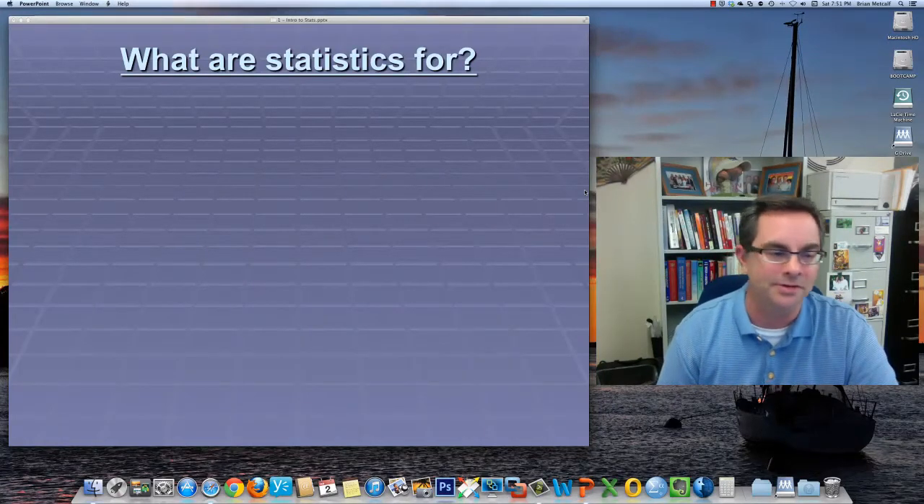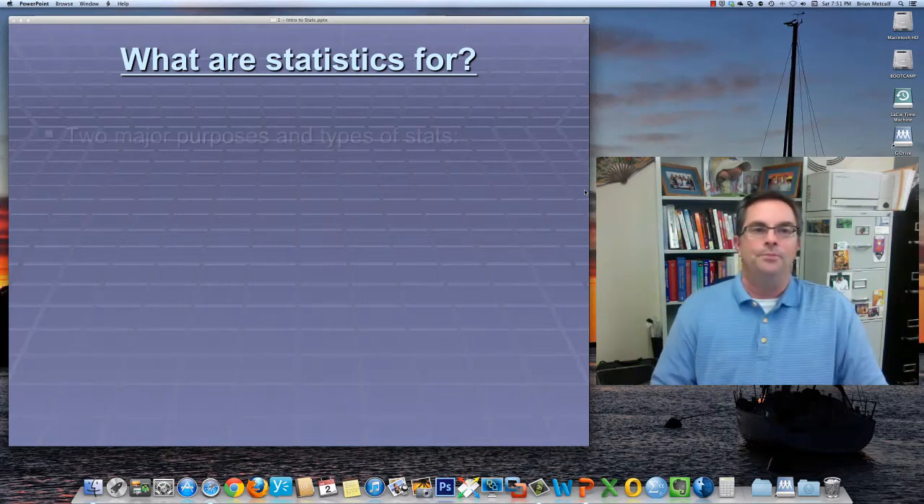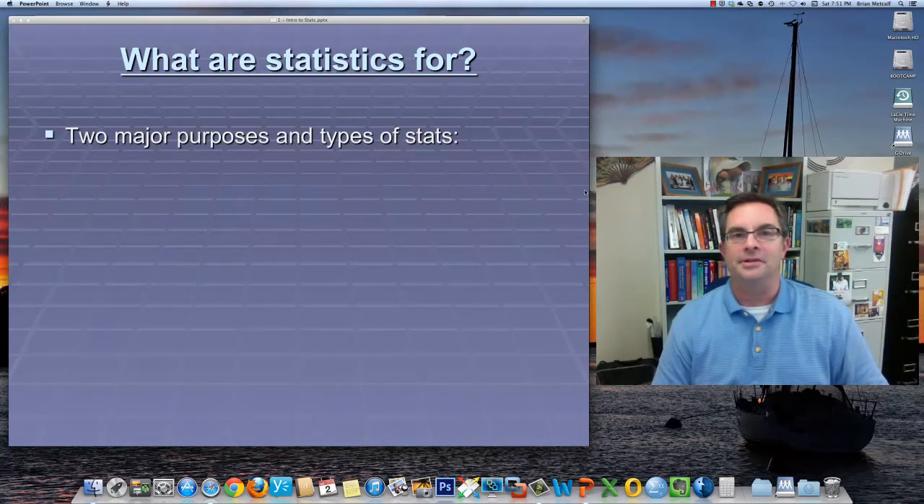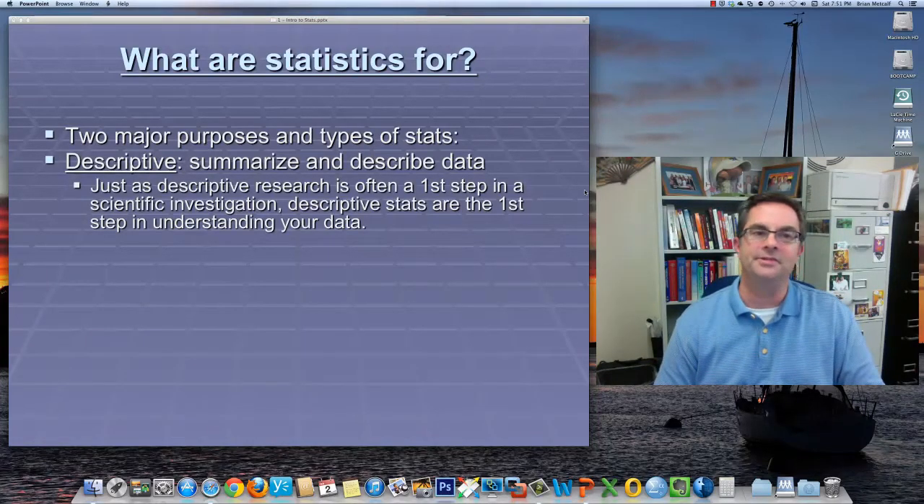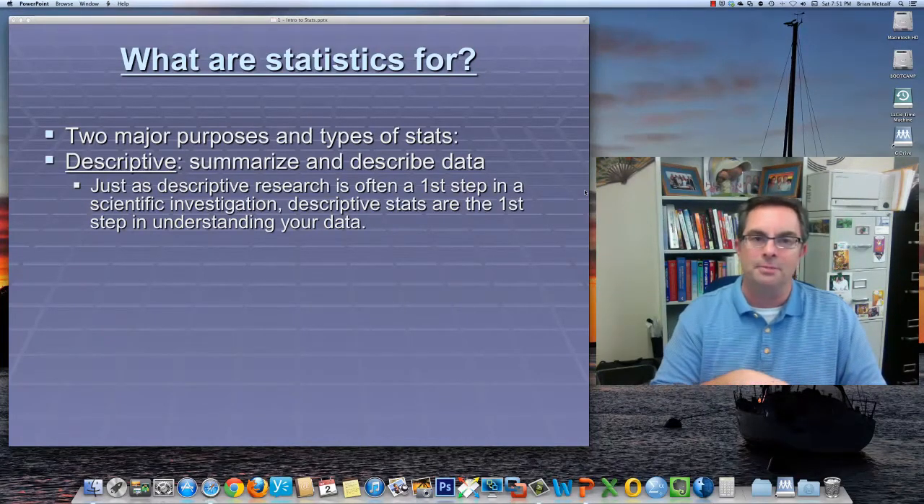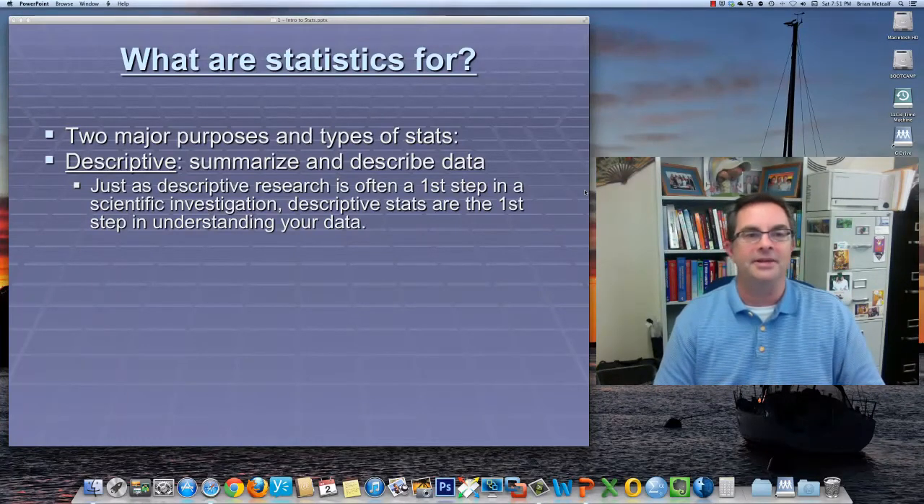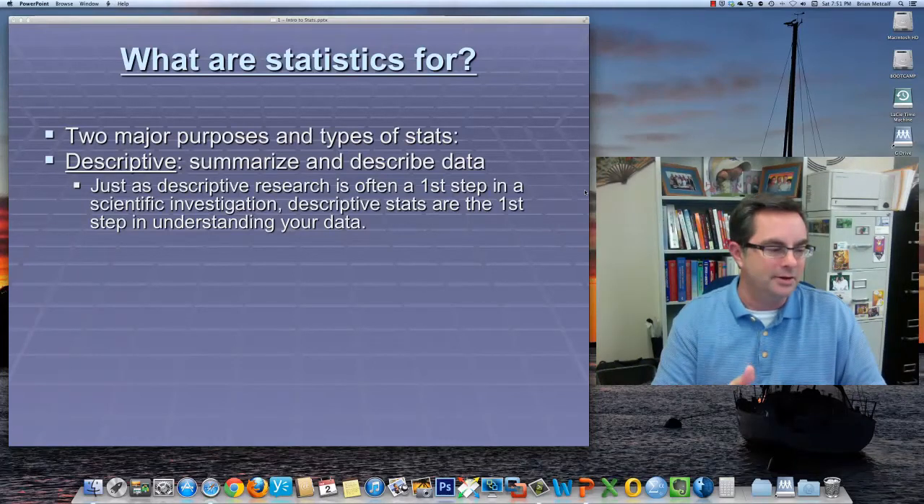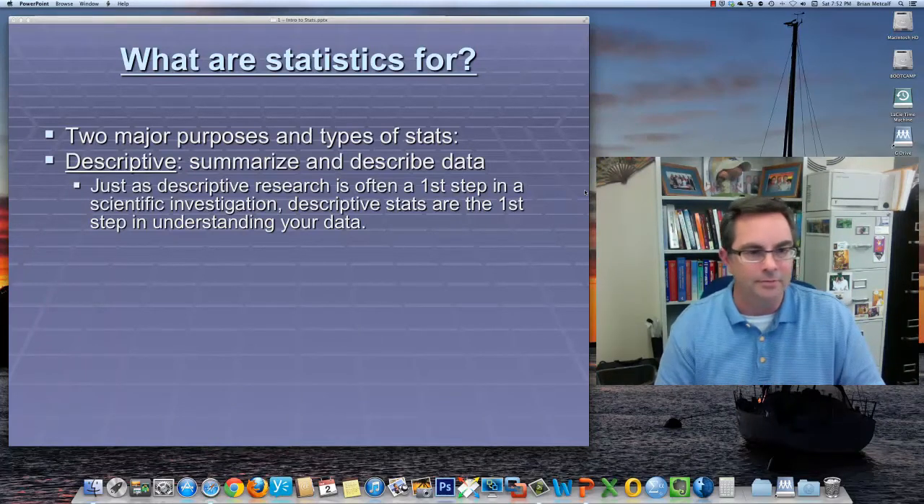Let's talk a little bit about what statistics are for. Okay? There are two major types of statistics and purposes that we're going to be covering in this course. And the first is descriptive. Now, descriptive statistics are just what they sound like. Their purpose is to summarize and describe the data. So just as descriptive research, which we talked about earlier, is often a first step in a scientific investigation, descriptive stats are the first step in understanding your data. These are things like means, medians, and modes, and some others that we'll cover in, of course, some detail very, very soon. So descriptive statistics.